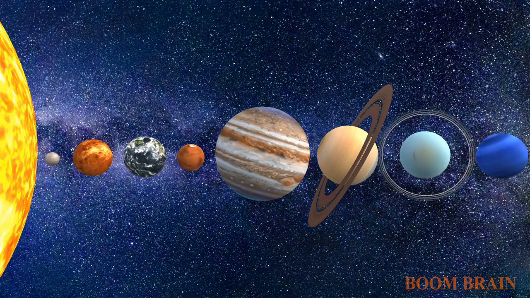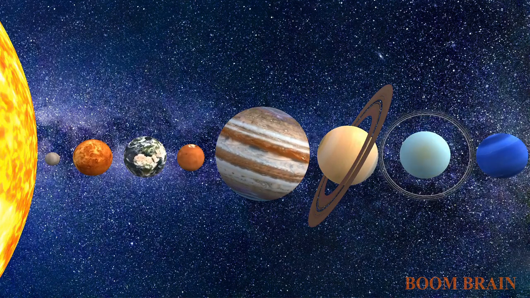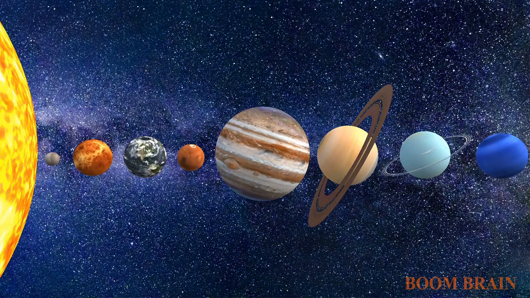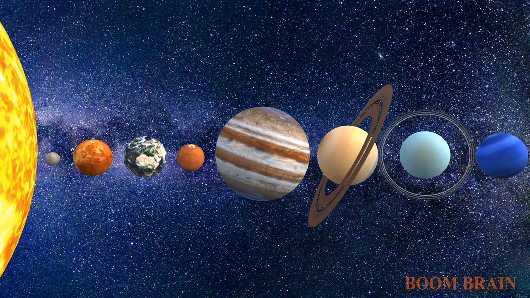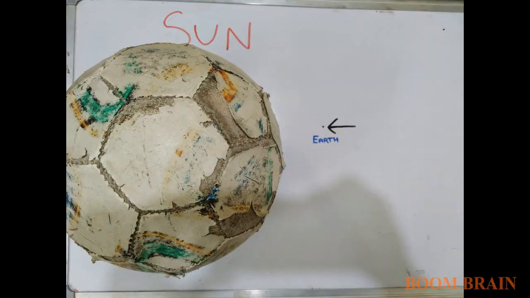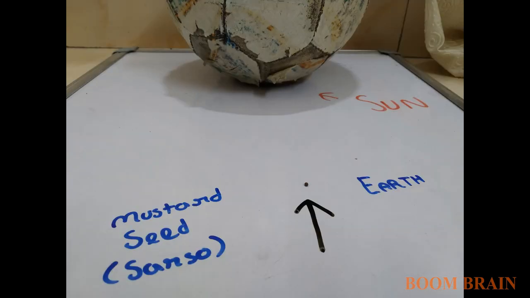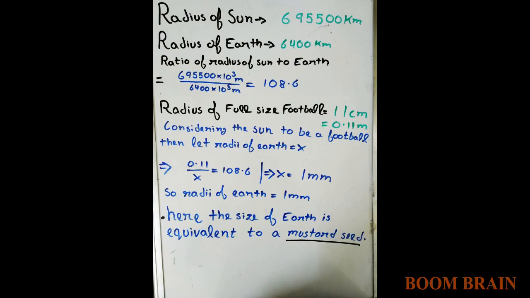We all have seen the photos of the solar system in books or on the internet, but they are never up to scale and we cannot figure out their real size. If the sun was the size of a full-sized football, then as per calculations, the radius of Earth would be 1 mm. So here the football is the sun, then a small mustard seed would be the Earth, and the distance between them, that is 1 astronomical unit, would be 237 meters.